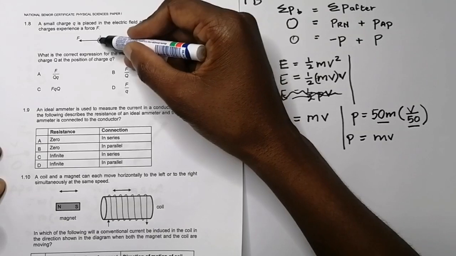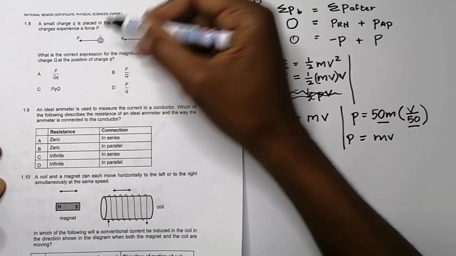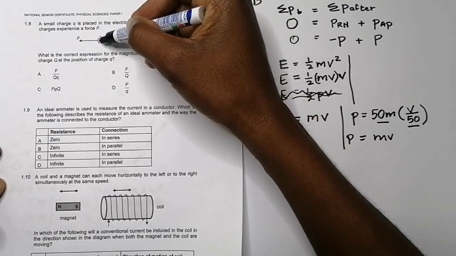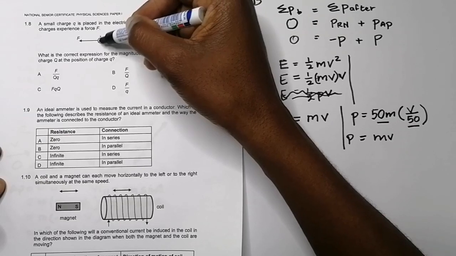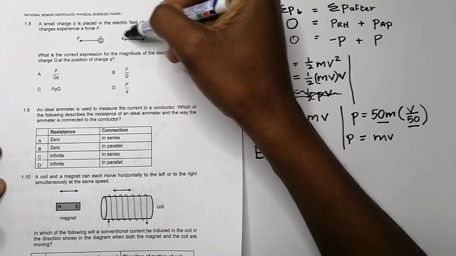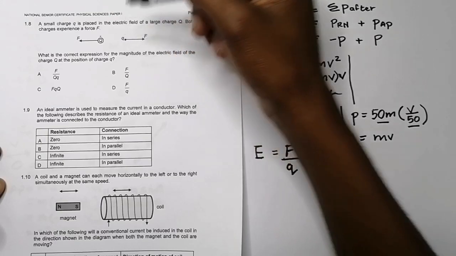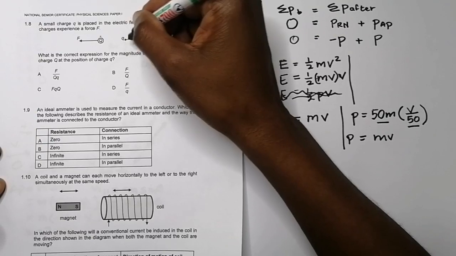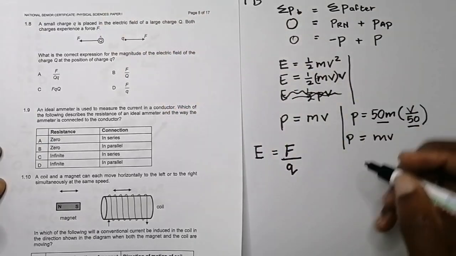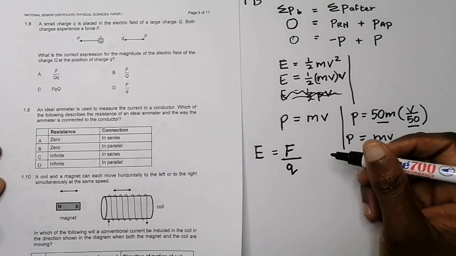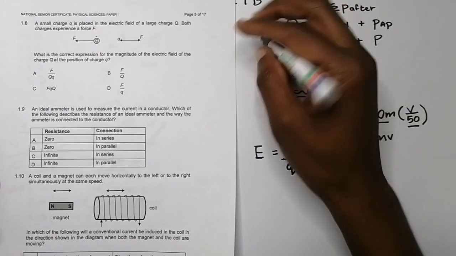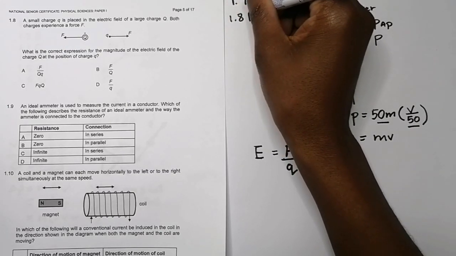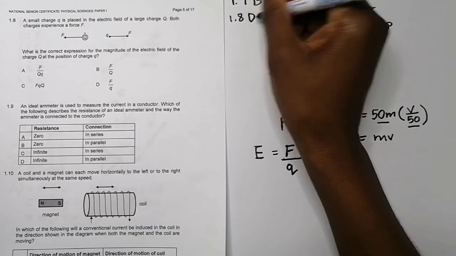So in this case, you would take big Q as a point because we are looking for the field on charge Q. So it will be a field that it experiences due to the other charge, which is small q. And similarly, if you wanted the field of small charge q, of course it would be the force divided by the big charge Q. So the correct answer there should be D. So for 1.8, our answer should be D.